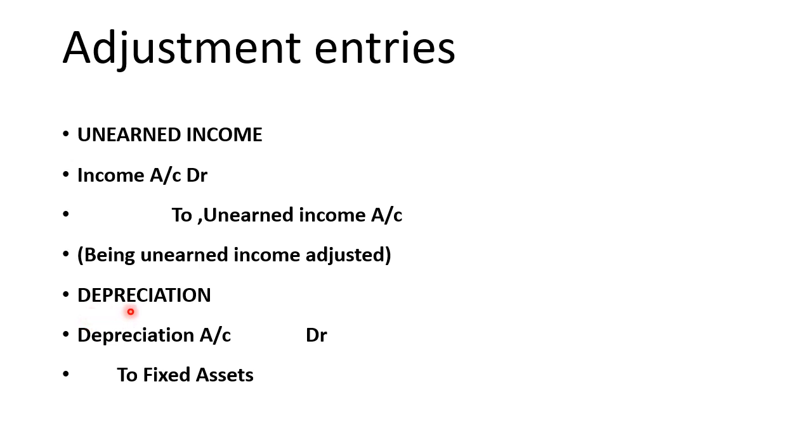Next is depreciation. Due to the use of a fixed asset, the value of the asset decreases every year, and that decrease is known as depreciation. So it is also necessary to adjust the depreciation at the end of the year. So when we adjust depreciation, our entry will be depreciation account debit to fixed asset account, because depreciation is considered a charge against profit, so it will be debited, and the value of fixed assets is reduced, so fixed asset will be credited. So the entry will be depreciation account debit to fixed asset account, being depreciation charged. Now let's see the next entry.